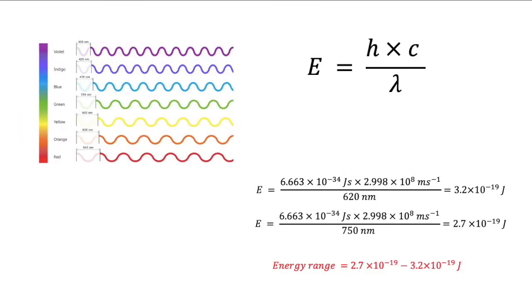Red is of a higher wavelength, typically around 620 to 750 nanometers, meaning the photons of red light carry less energy. This is typically 2.7 to 3.2 times 10 to the minus 19 joules. These terms of energy and wavelength can be used interchangeably to describe light, as they are directly related. They both convey the same thing, the energy of the electromagnetic radiation.